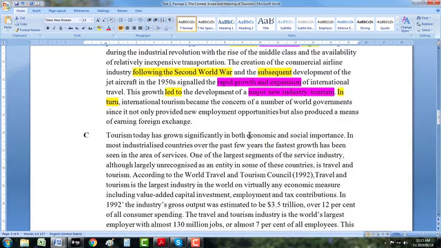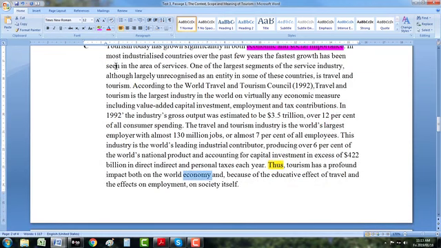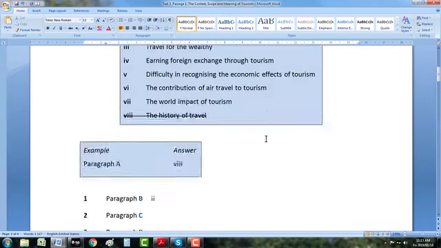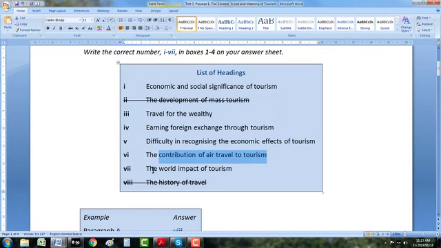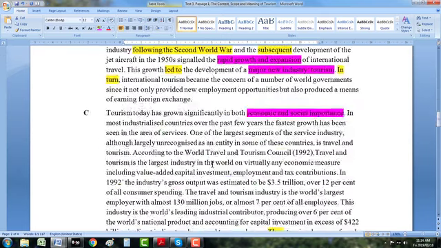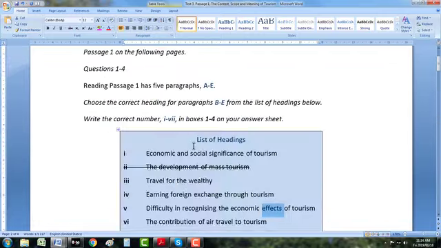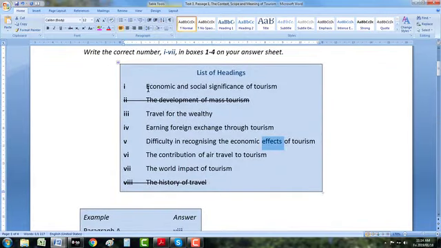So again, we've got this repetition. So we've got linking language that helped us there, and then repetition in this concluding sentence, which helped us there. So I'm pretty confident that we can just go with that first one. Travel for wealthy, foreign exchange, economic effects, maybe. Air travel, world impact, no. I didn't see anything about difficulty in the economic effects. And anyway, this paragraph, it's about the two things. It's about society and the economy. So I wouldn't go with this one. It's quite clear, I think, that it's just this one.